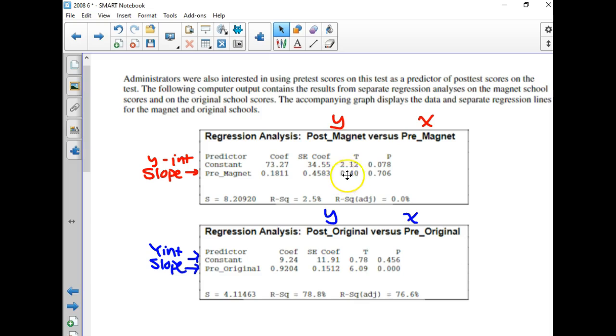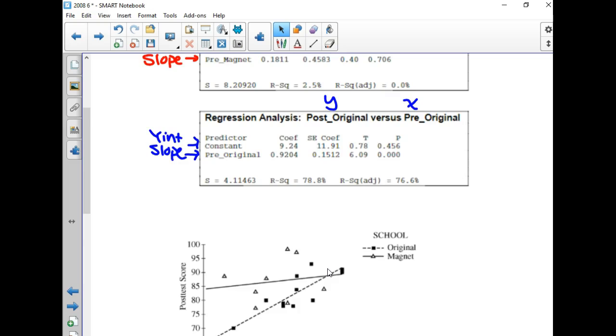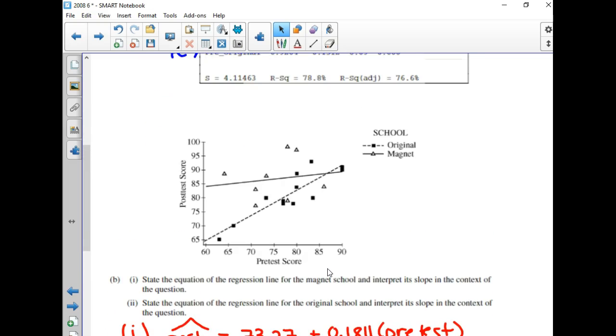You have your t-score right here at 0.40 and your p-value of 0.706, a t-score of 6.09, and a p-value of 0. That is for a one sample t-test for the true slope. You have the standard deviation of the slope. What is that for? That is for a one sample t interval for true slope beta. And then finally, we have this graph, and we have the question B.